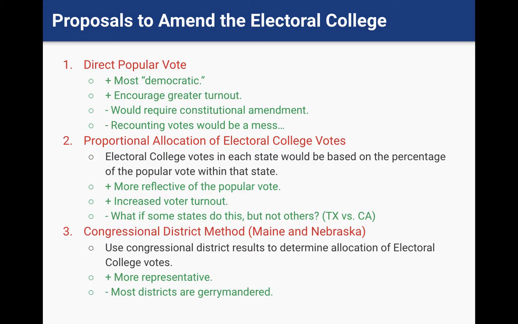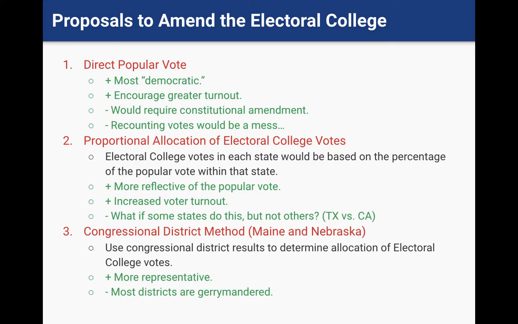But the challenge is this would be based on state law. The states would have to decide this. And if some states do it and others don't, now you start to get problems. And there's not a whole lot of incentive for the states to do this either. Right? The Democrats control California. They don't want to necessarily give up electoral votes to Republicans. Same kind of thing with Republicans in Texas. There's not a lot of reasons to go about this, even though it would be more reflective of the population of that particular state.